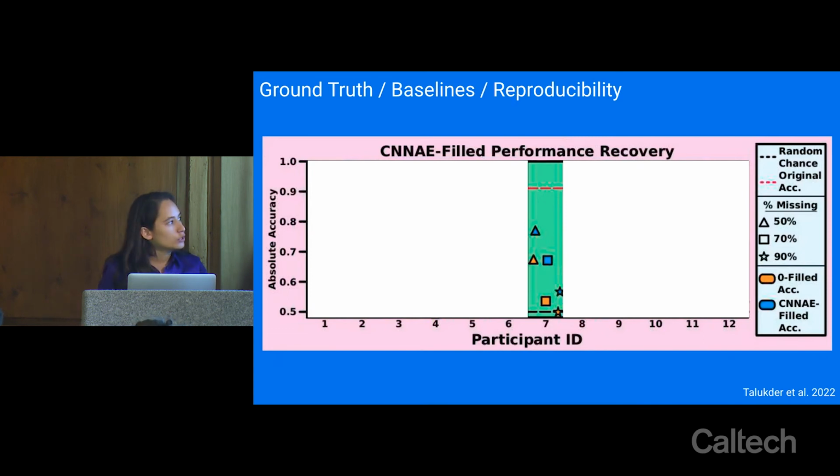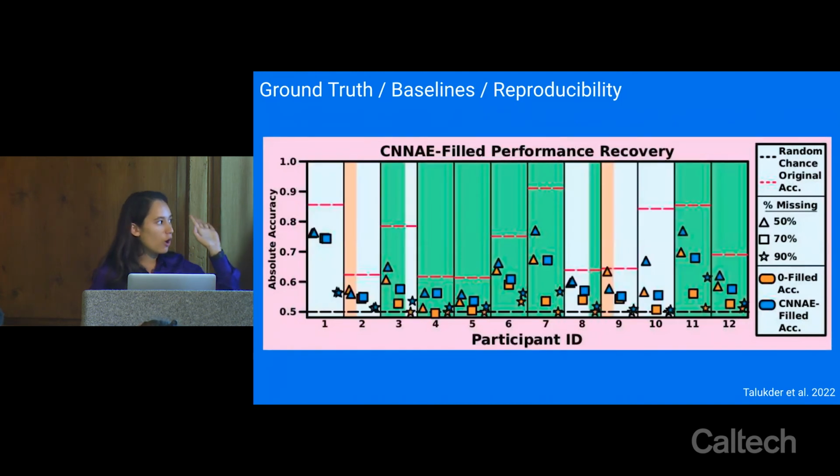Okay, so now that we understand what's going on, I'm going to put up the data for all 12 participants, and I want you to tell me in this figure, what is the ground truth, what is the baseline, and what is the reproducibility? And maybe let's start with the first one. So what is the ground truth here?